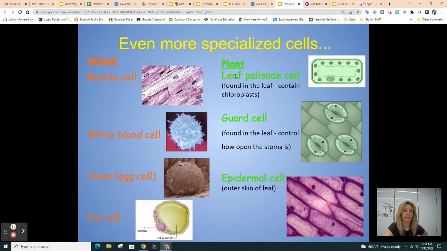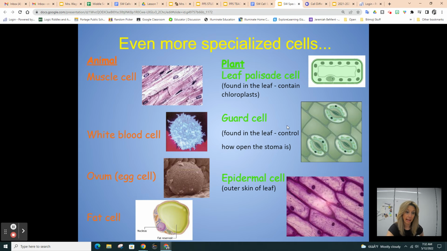A plant is a leaf palisade cell. So this is a plant cell. It contains chloroplast. Notice it's green. It is designed to take in energy from the sun and turn carbon dioxide and water into energy for itself. And it stores that extra energy that it doesn't use into food that we can eat, like apples and carrots and cucumbers and delicious vegetables and fruit.